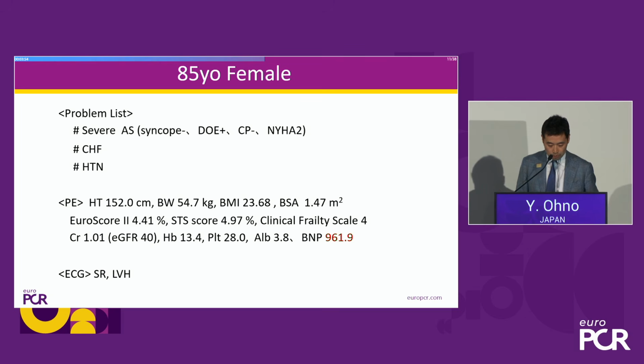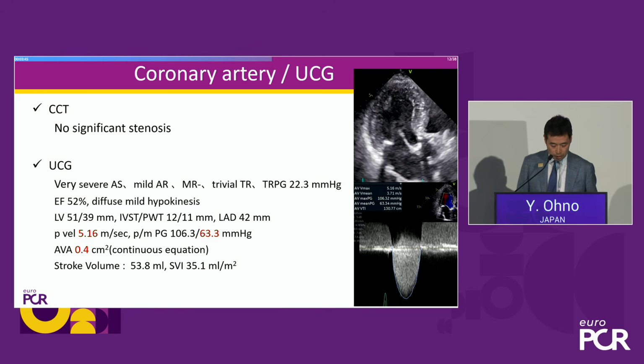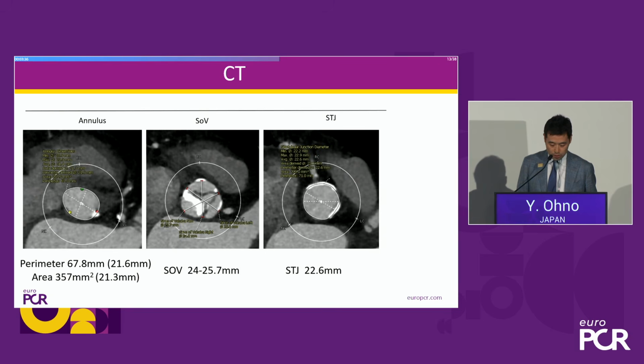So I would like to show a representative case: an 85-year-old female, symptomatic severe AS, elevated natriuretic peptide levels. CT scan showed no significant coronary stenosis. Echocardiogram showed very severe high-grade AS. This specific patient has small annuli, perimeter of 67.8, perimeter-derived diameter of 21.6. The sinus of Valsalva, frequently observed in Japanese patients, is relatively small.